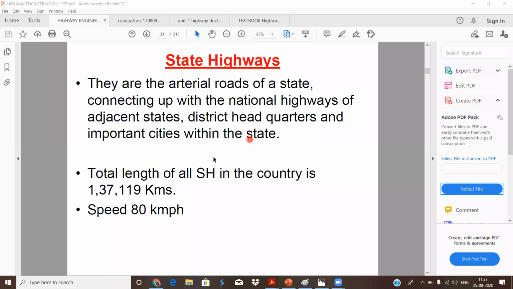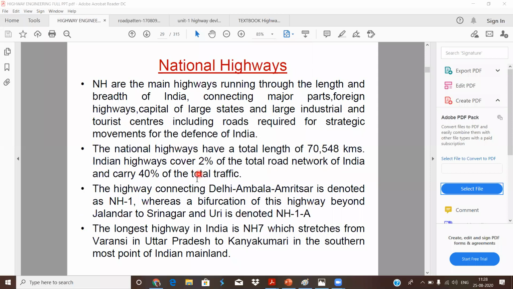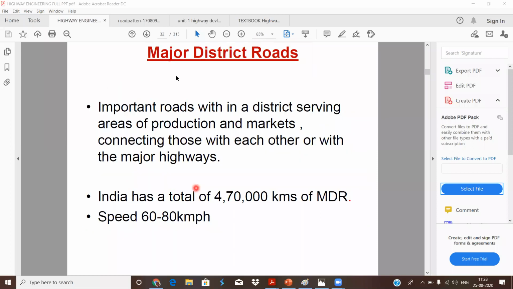The speed on these state highways is a maximum of 80 km per hour, and the land width is very much less compared to expressways and national highways. Okay, next one, major district roads. These are the important roads within the district.